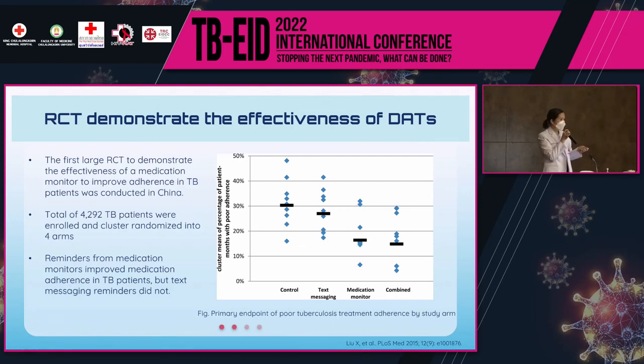So the reminder from the medication monitor improved the medication adherence of TB patients, but the SMS text did not improve TB adherence.